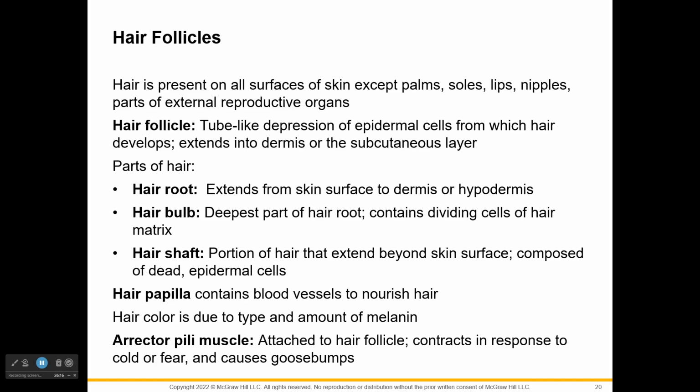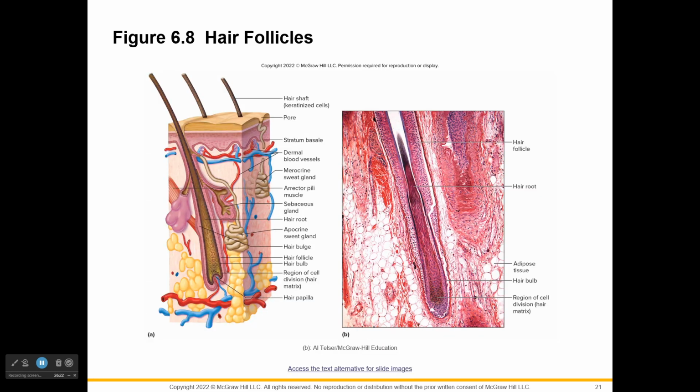It is smooth muscle. Is it voluntary or involuntary? Which one? If you don't know, you need to go look at smooth muscle. It's involuntary.